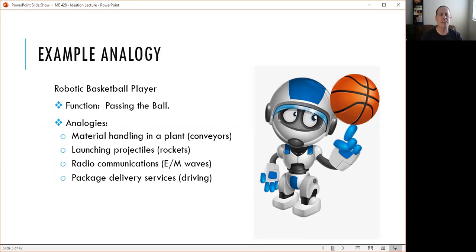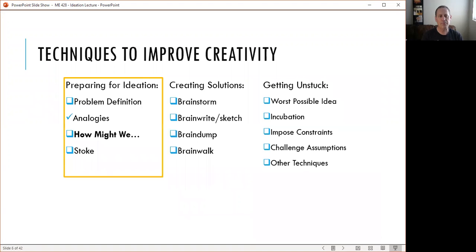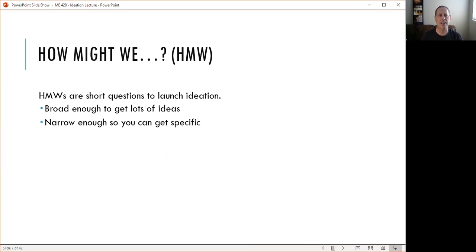Or the simple idea of UPS or FedEx delivering things, driving around. Now they're looking at drones. So these are all things you might be able to apply to passing the ball. Okay, so moving on. How might we? How might we is our next preparation technique. After you've got a good feel for the problem and you've thought about possible analogies, you now want to scope the problem down to something manageable for ideation.